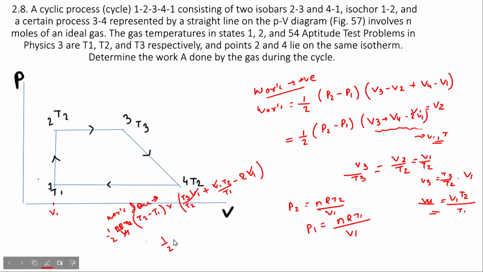You see that the volume gets cancelled, and now we are left with the answer: half nR times T2 minus T1 into T3 by T2 plus T2 by T1 minus 2. And this is the answer. Thank you.